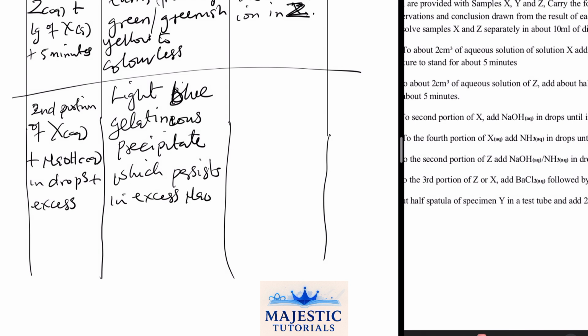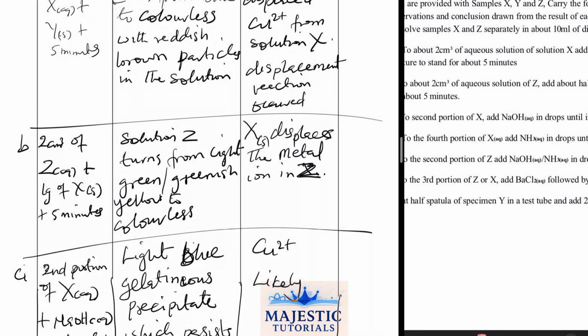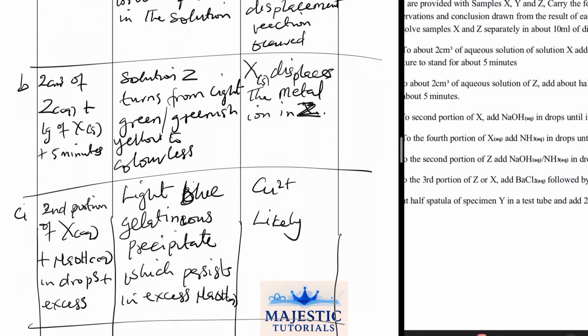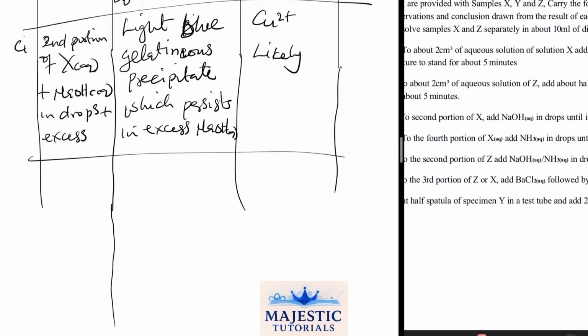In excess sodium hydroxide, you write Cu2+ likely or present. Then this is our C(i), this is B, and this is A. Remember, it must not be numbered as I'm numbering it exactly here. So for C(ii), we simply repeat the same process, but this time, instead of sodium hydroxide, we'll be using aqueous ammonia.